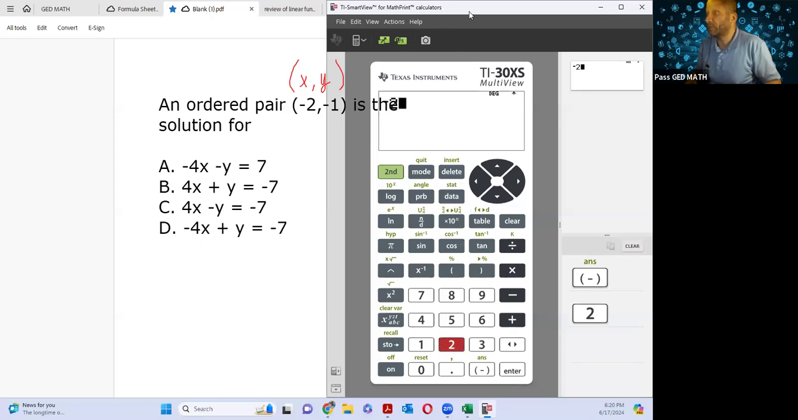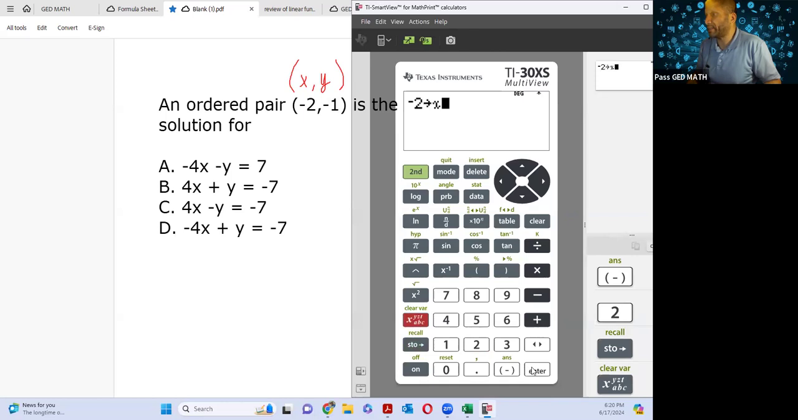Move this over so you can see it. -2, store X, enter. -1, store Y, enter. Plug in the first equation: -4x minus y. I should get 7. Let's see if I get 7. If I don't get 7, I go to the next problem.